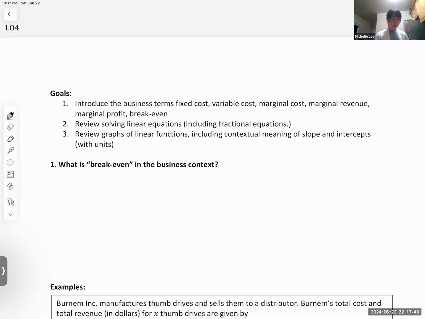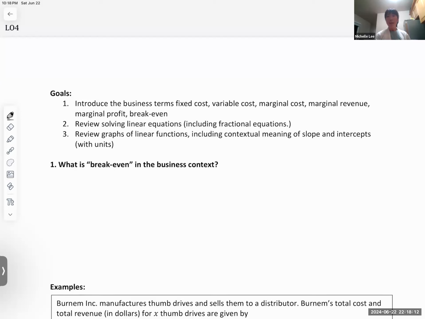Hello everyone, this is lesson 4. So this lesson 4 goals is to introduce the business terms: fixed cost, variable cost, marginal revenue, marginal profit, break even. So a lot of terminology, and review solving linear equations and review graph of linear functions.